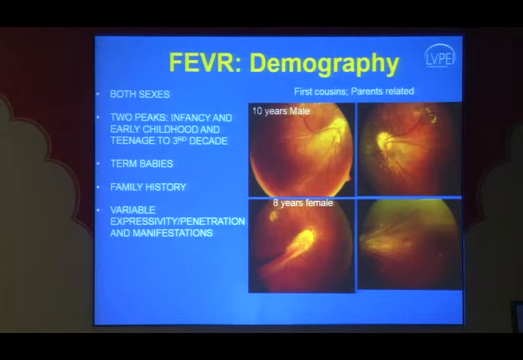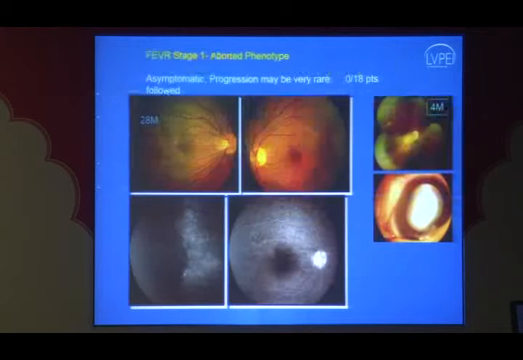It almost always happens in term babies, but there's nothing stopping a preterm baby from having FEVR if they have the genetic mutation. So family history is very important, and there's variable expressivity, penetrance and manifestation. Here you see two cousins whose parents are related having FEVR in both eyes. So we try to see what is the management of these patients and how we grade them.